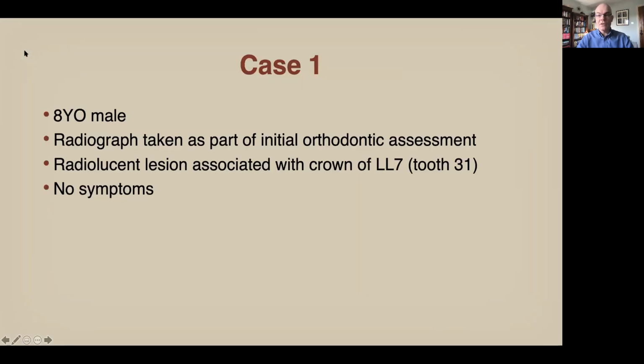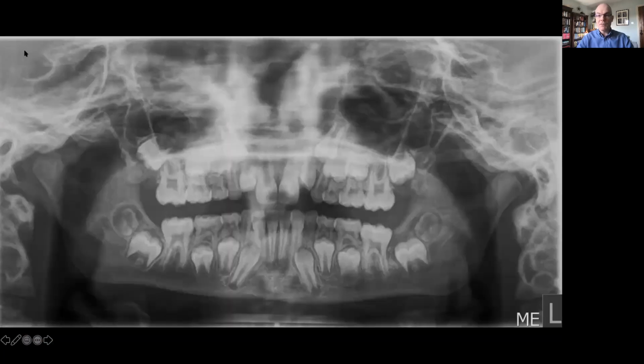So this is case number 1 coming up now, another different case of an 8-year-old male. Radiograph taken as part of an initial adult orthodontic assessment, and there is a radiolucent lesion associated with the crown of lower left 7 or tooth 31. Here we have a panoramic radiograph. On the left-hand side, you can see that there is this unerupted second molar tooth with an area of expansion associated with the crown.